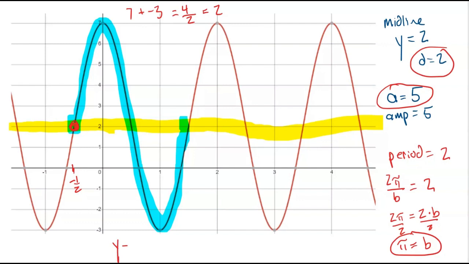So here I go. y equals 5 sine, that's my amplitude. I'm using sine now. I still have that same b value of pi, but then I need x plus 1/2. That's going to move me to the left 1/2. And then plus my d value of 2, that's that midline. So that's another function that could be represented by this graph.